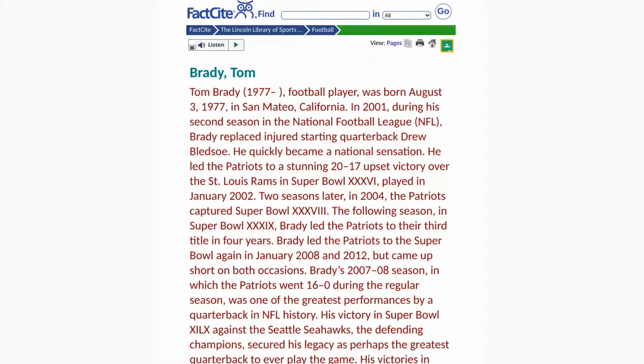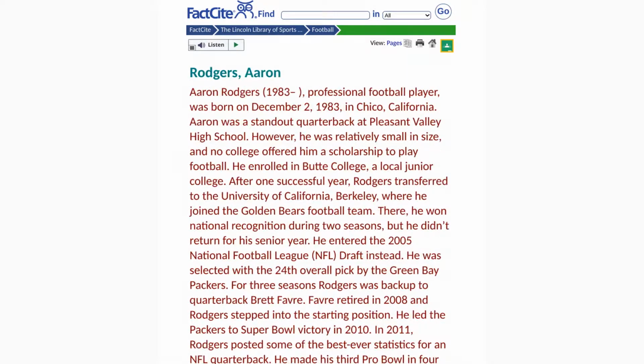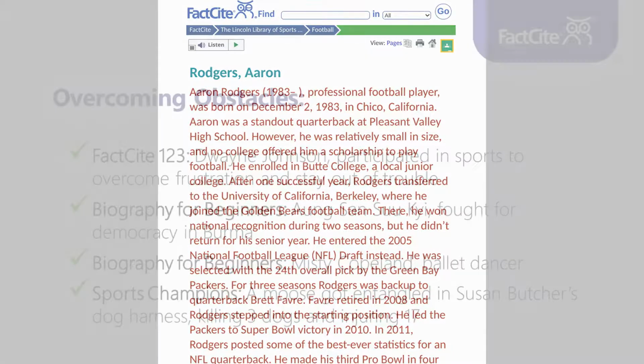I have two examples of football players from Sports Champions. One is Tom Brady and one is Aaron Rodgers. And they both faced disappointment when it came to the NFL draft. Tom Brady in 2000 and Rodgers in 2005, yet both went on to become outstanding football players in the NFL.